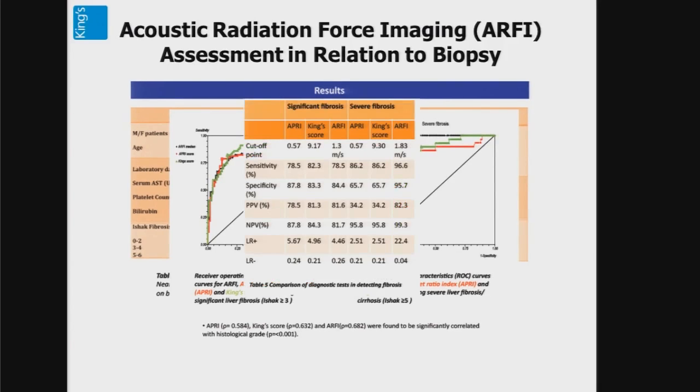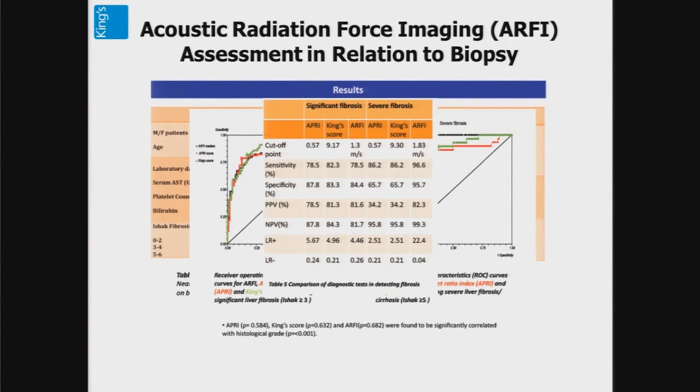And you can then, from that data, quantify and see what is the best cutoff point for telling you whether or not there's significant fibrosis, where you treat with antivirals, or there's severe fibrosis, where you manage the complications of disease. And the cutoff points for our study was 1.3 meters per second with the ARFI Siemens machine for significant fibrosis, and 1.83 for severe.